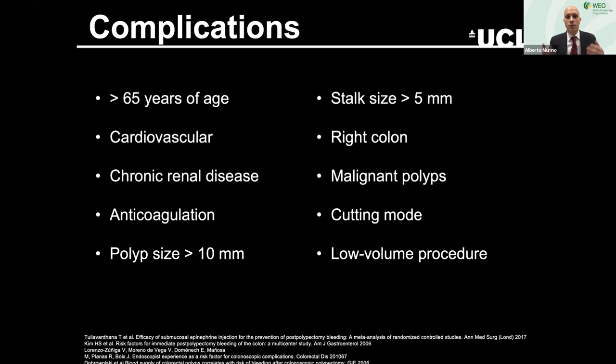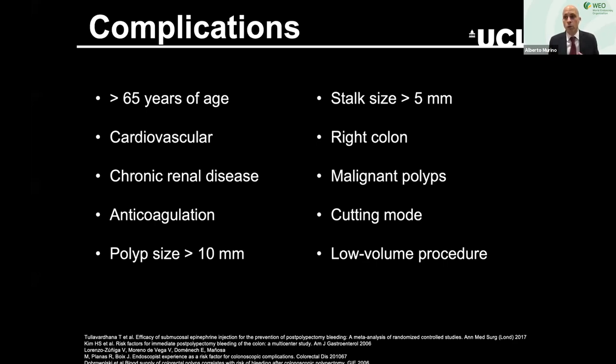But why are there so many differences? Because post-polypectomy bleeding and bleeding during the polypectomy can be caused by several factors: age over 65, cardiovascular disease, chronic renal disease, anticoagulation, polyp size bigger than 10 millimeters, stalk size larger than 5 millimeters, polyp in the right colon, malignant polyp, which sometimes is resected by mistake because maybe the characterization of the polyp was not really accurate. And maybe sometimes it's difficult to find out the invasion through the stalk.